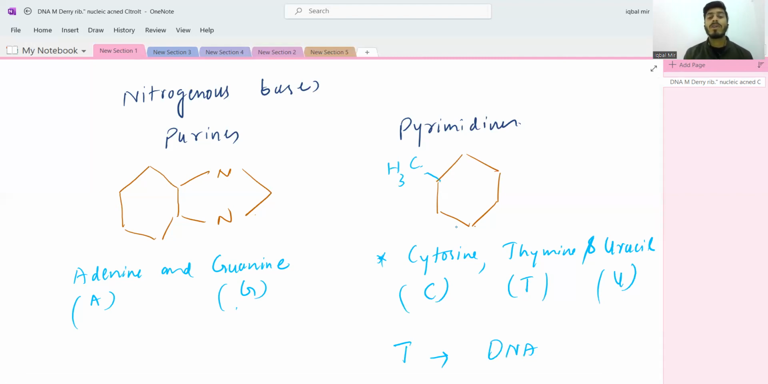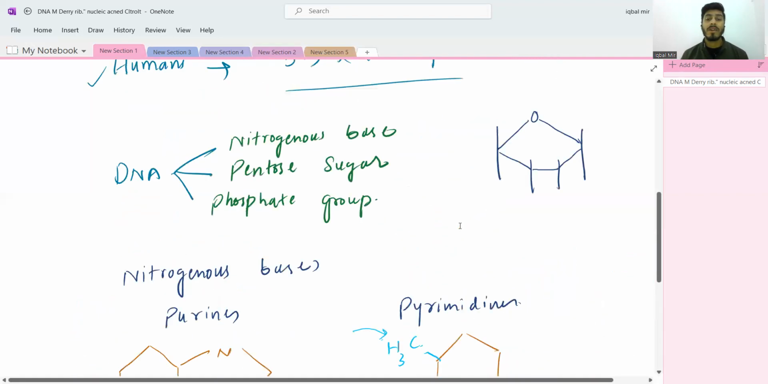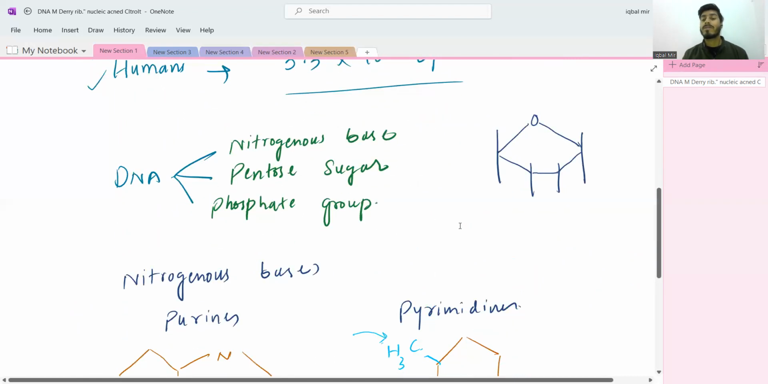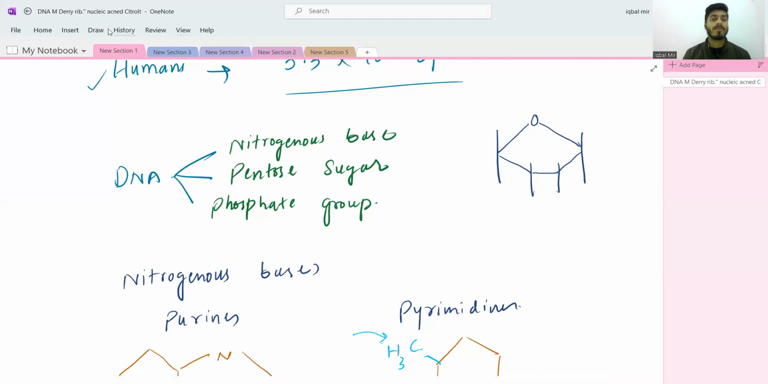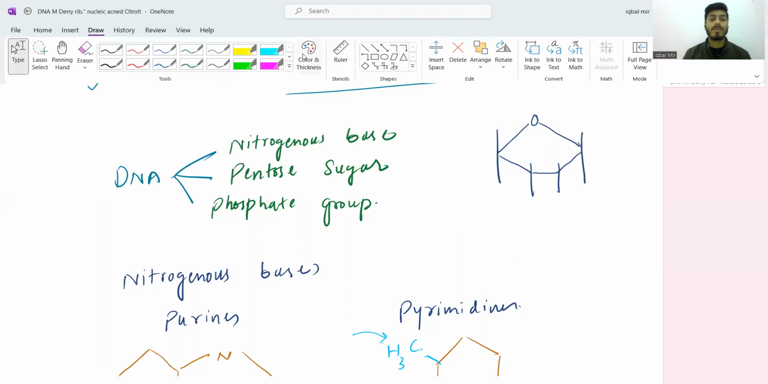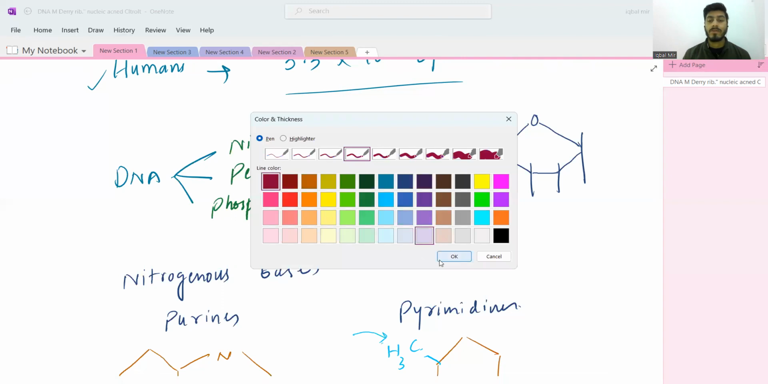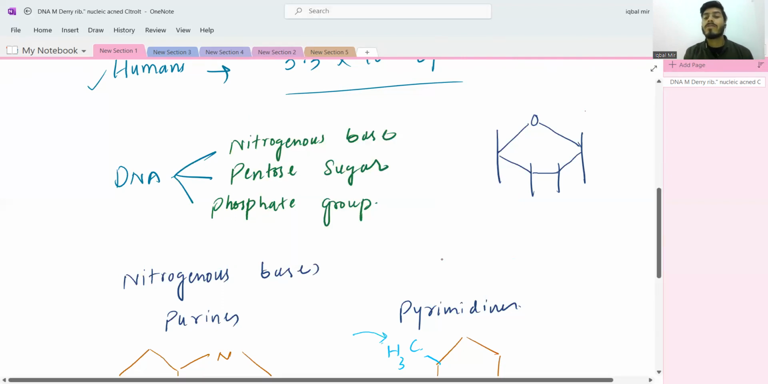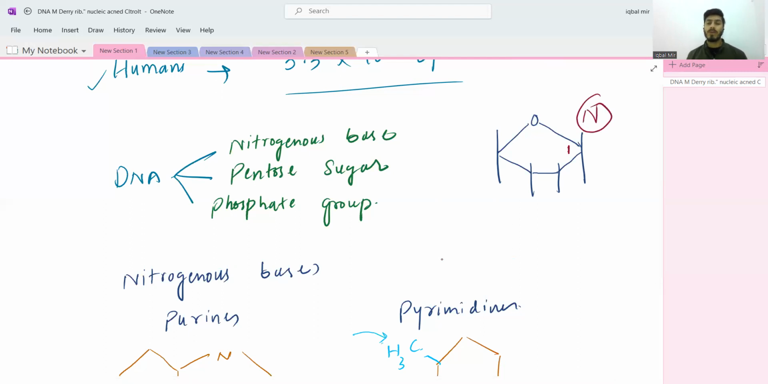So if we do demethylation of thymine, you will get uracil. And if you add a methyl group in case of uracil, you can get thymine. The question can come like this in the exam. Understood? So these are nitrogenous bases. Nitrogenous bases are attached to pentose sugar at this position. You can see here, nitrogenous bases are present at the first position of pentose sugar.